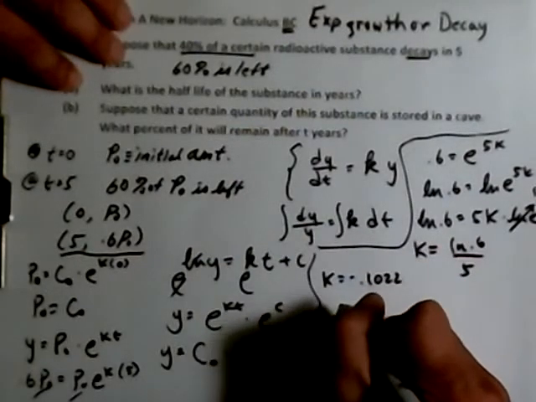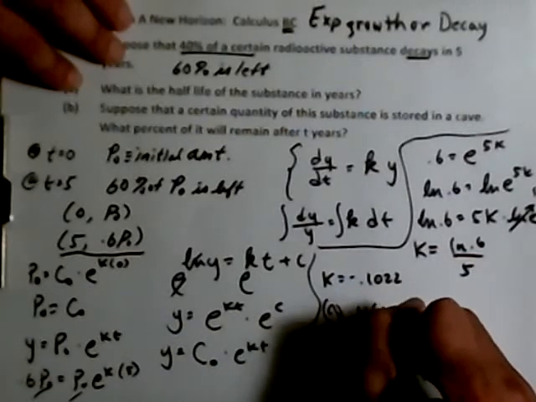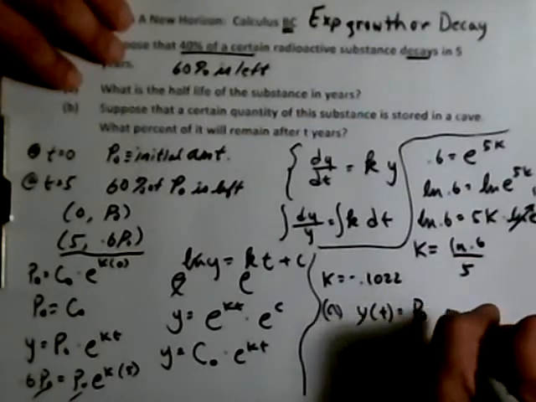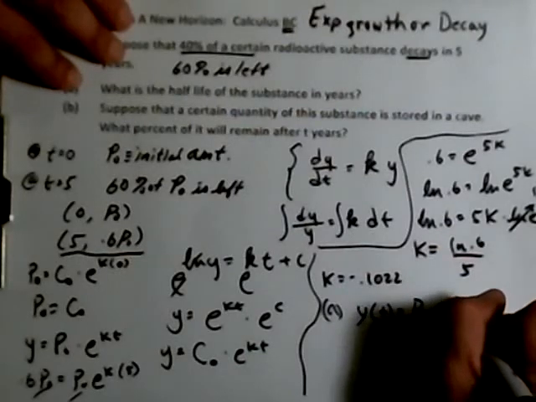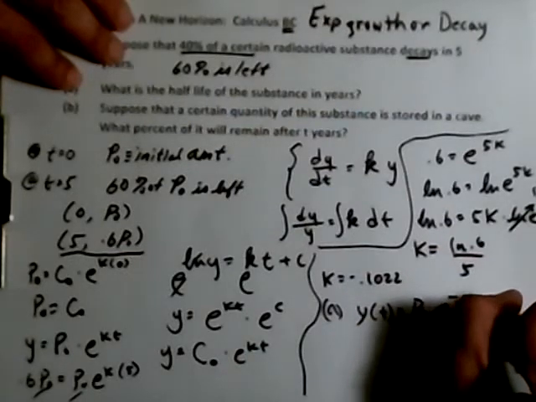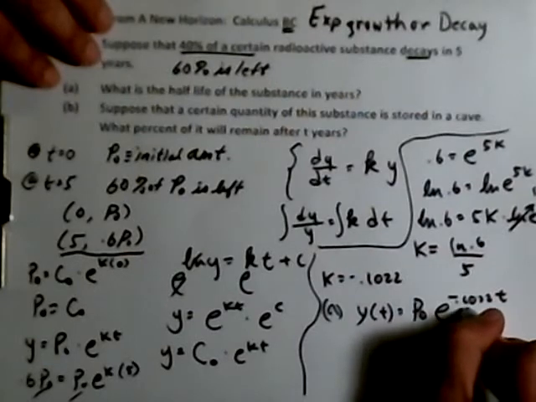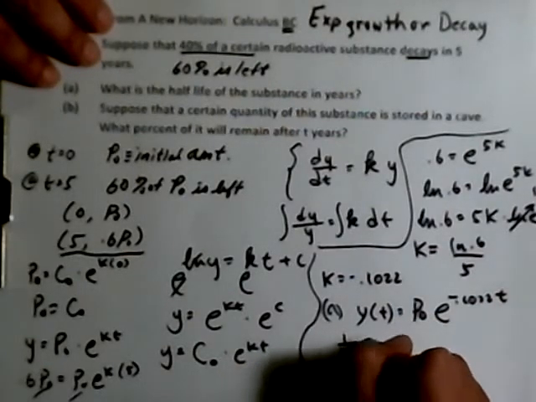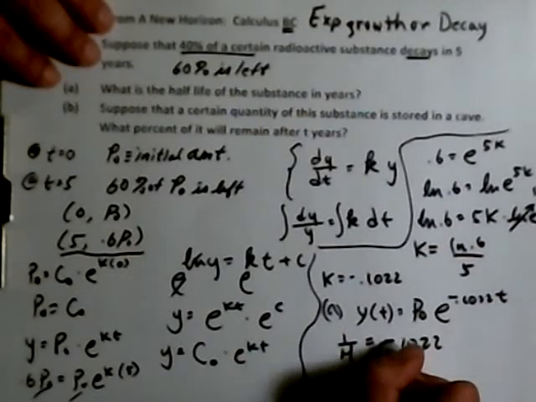Part A asks, what is the half-life? The function looks like this. Y is a function of time, is equal to P naught, the initial amount, times e to the negative 0.1022 t. When we're looking for the half-life of a substance, this is going to be equal to 1 over your half-life. 1 over your half-life is going to be negative 0.1022.